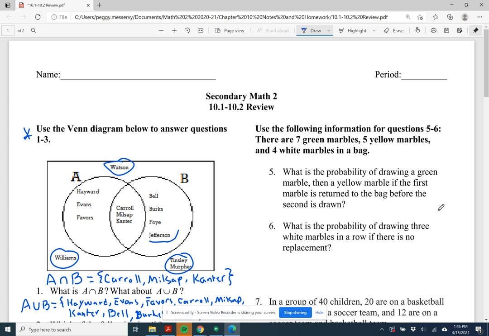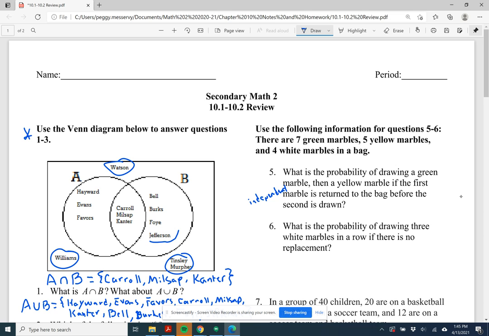Okay, for problem 5, actually for questions 5 and 6, we're going to use the following setup. We have 7 green marbles, 5 yellow marbles, and 4 white ones in a bag. What is the probability of drawing a green marble, then a yellow marble, if the first is returned to the bag before the second is drawn? So this is an independent situation. Independent, because we are putting back the first one before we draw the second one.